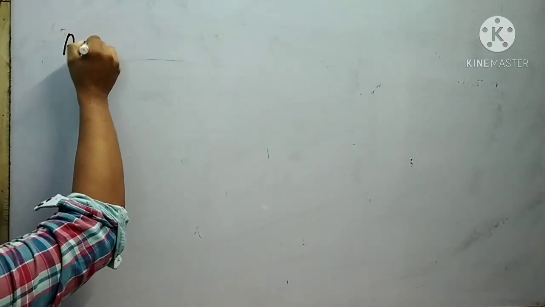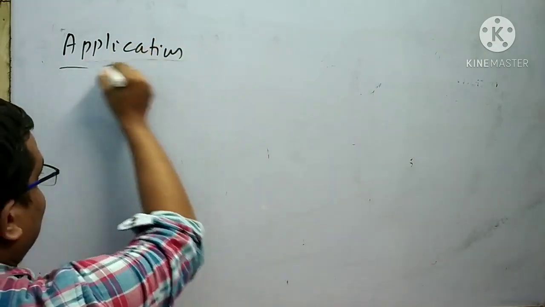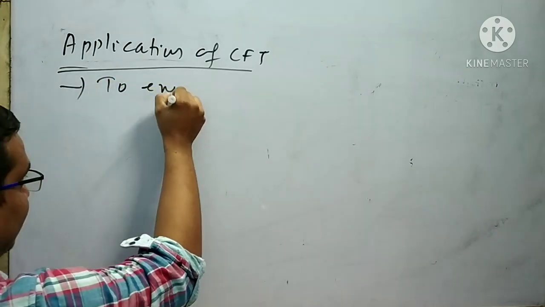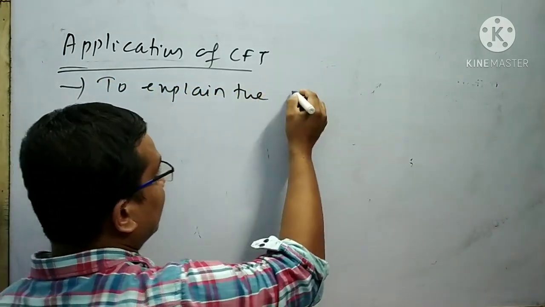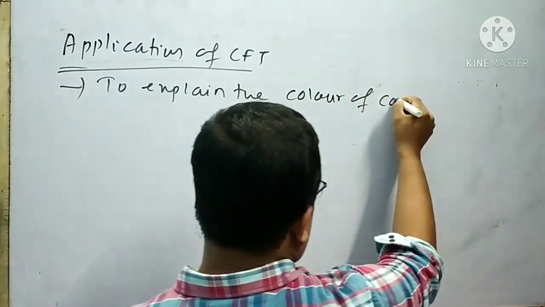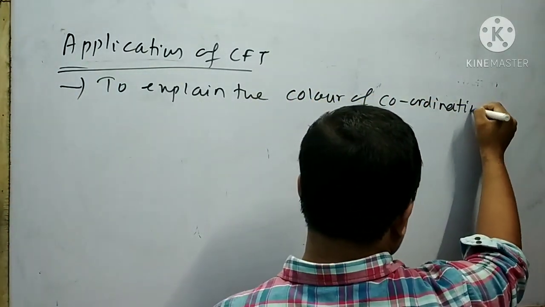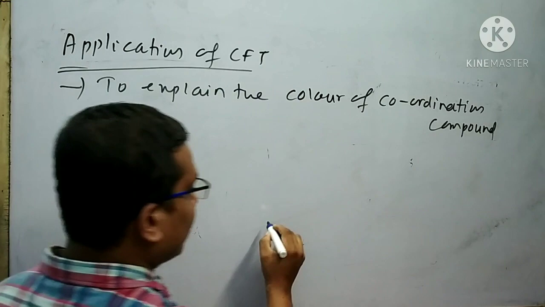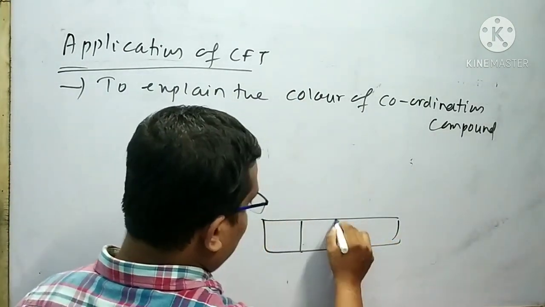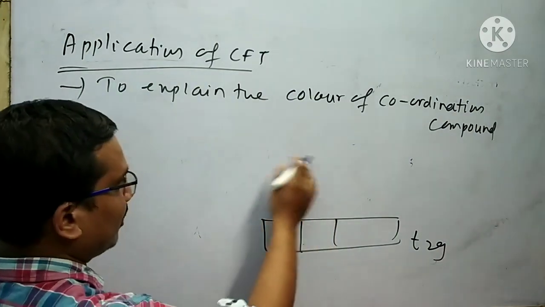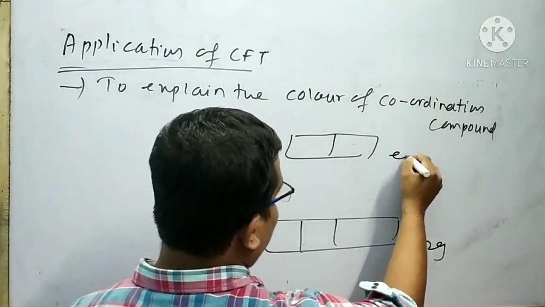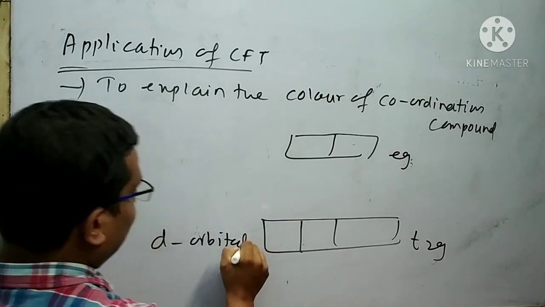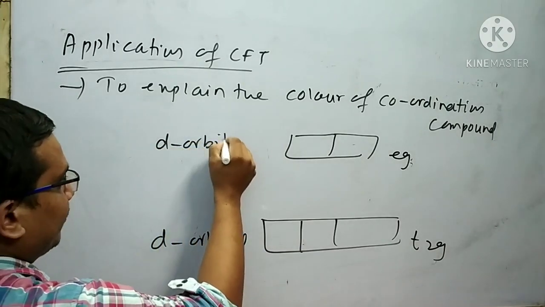Next I will explain about the application of crystal field theory. First application is to explain the color of coordination compounds. In case of octahedral complex, we know that this is the t2g set of orbitals and this is the eg set of orbitals. This is one set of d orbitals, this is another set of d orbitals.